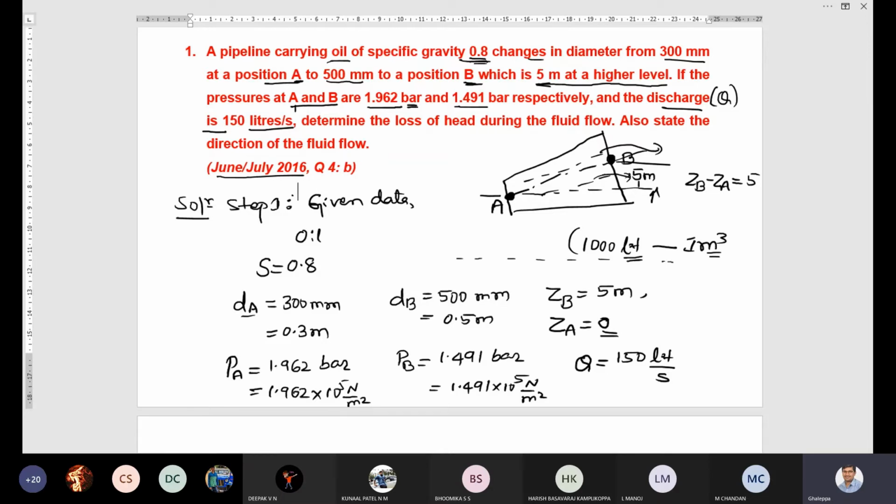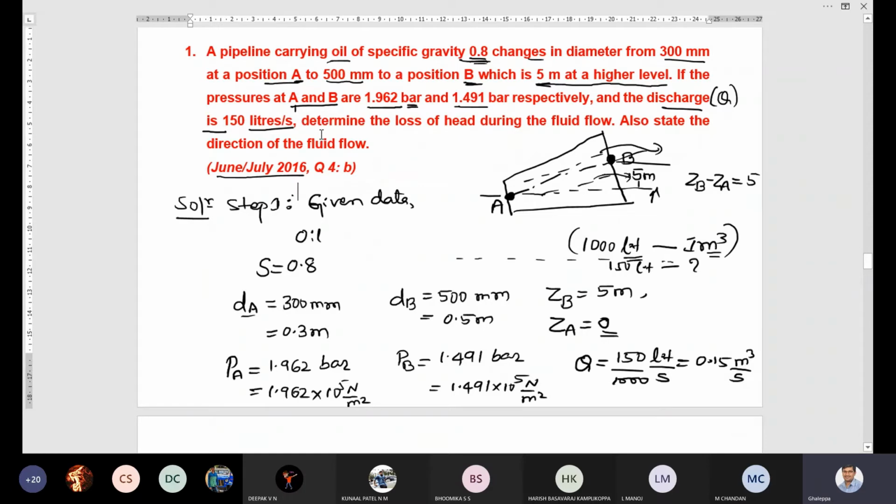So this is the relation. So 150 liters is equal to how much? 150 divided by 1000, so it will be 0.15 meter cube per second. Dear student, just divide the liters by 1000, it will give meter cube per second.